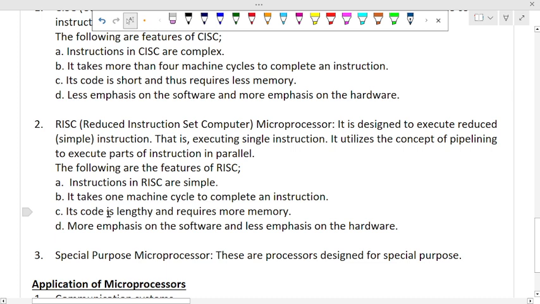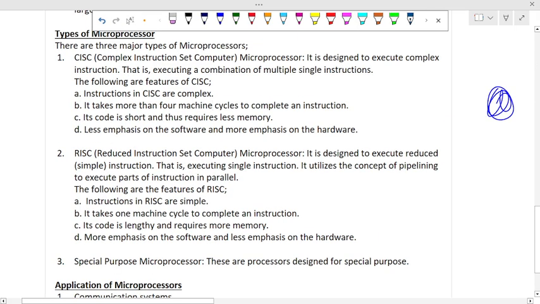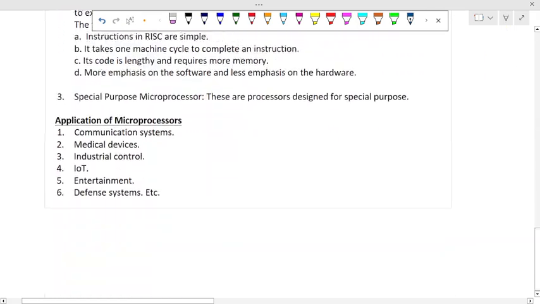Then C, its code is lengthy. For CISC the code is short and requires less memory. For RISC its code is lengthy and therefore requires more memory. Lengthy code means more emphasis on software and less emphasis on hardware. I've explained this third one already. So this is just the overview of types of microprocessors.